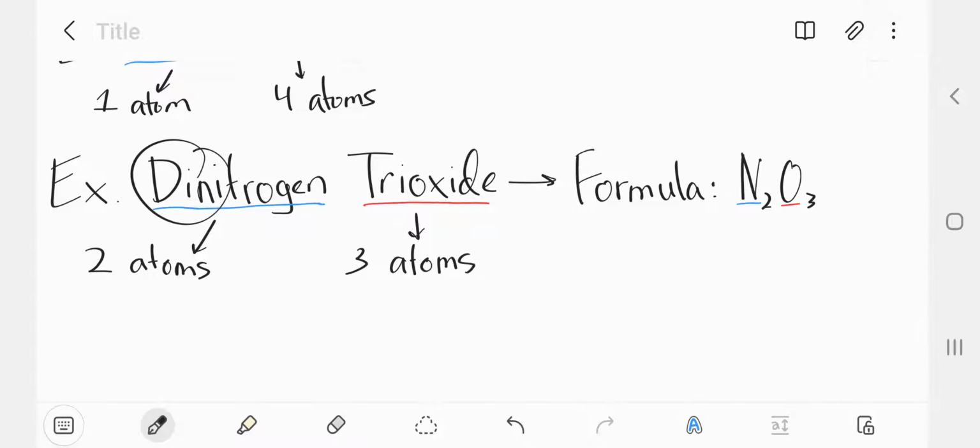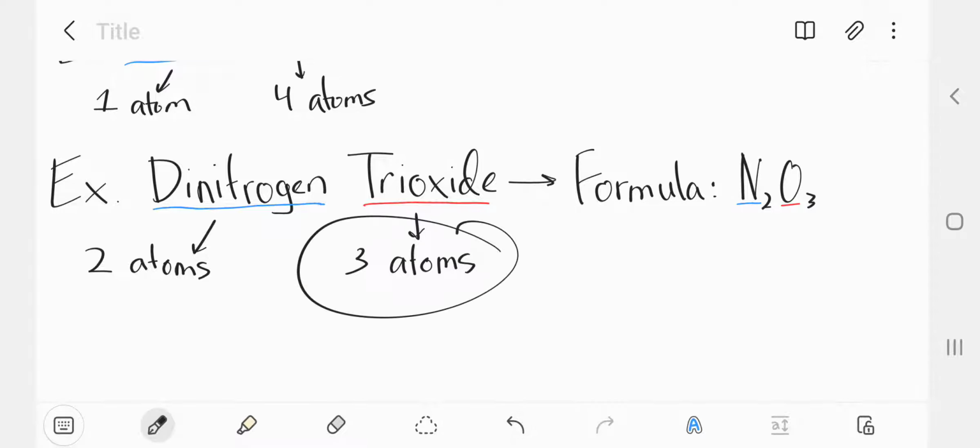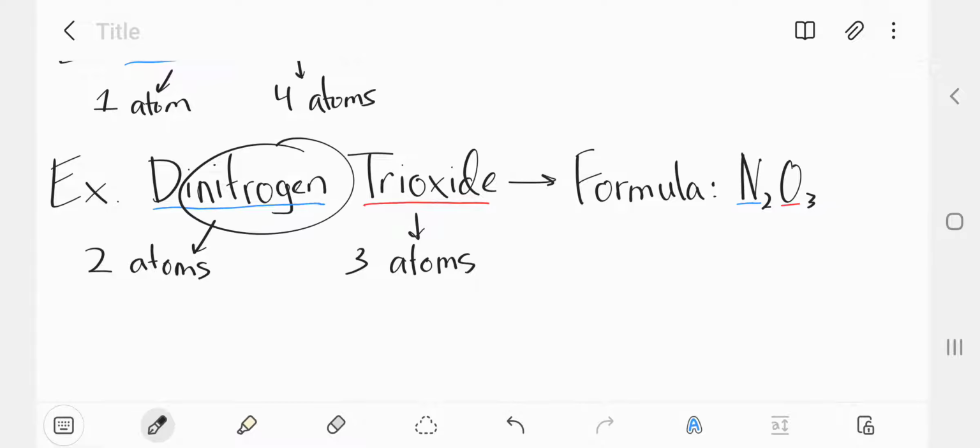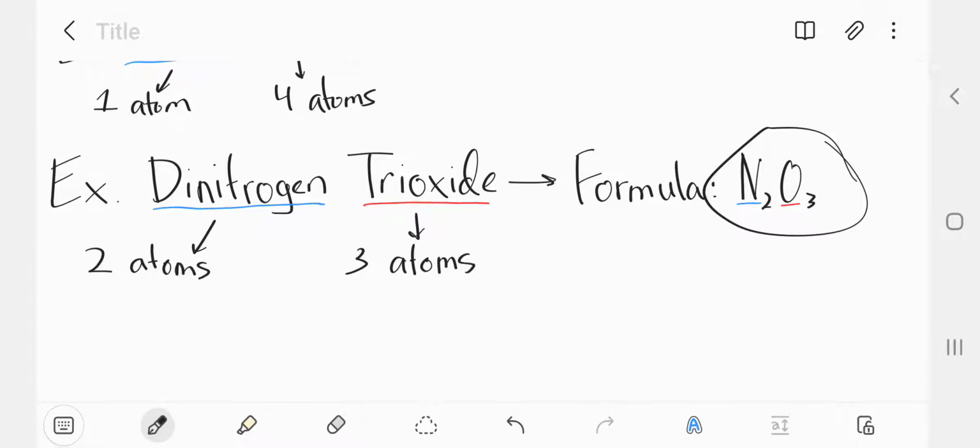So the di prefix on the nitrogen indicates that there are going to be 2 atoms of nitrogen. The tri on the oxide is going to tell us that there are going to be 3 atoms of oxygen. Again, make sure to look at this oxide and nitrogen. That'll tell you which element it is. So it's dinitrogen, so 2 nitrogen, okay? That's what I got here. Trioxide, so 3 atoms of oxygen, so that's what I wrote there. And that is simply your formula, N2O3.